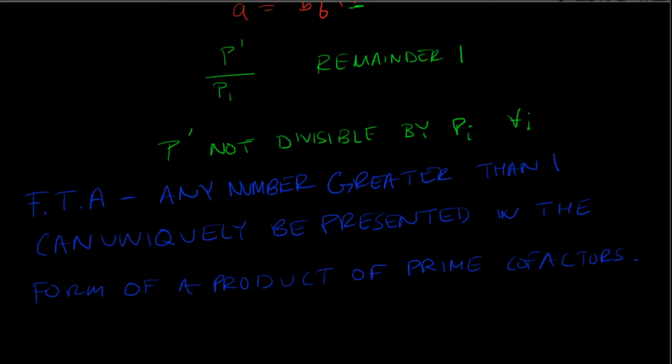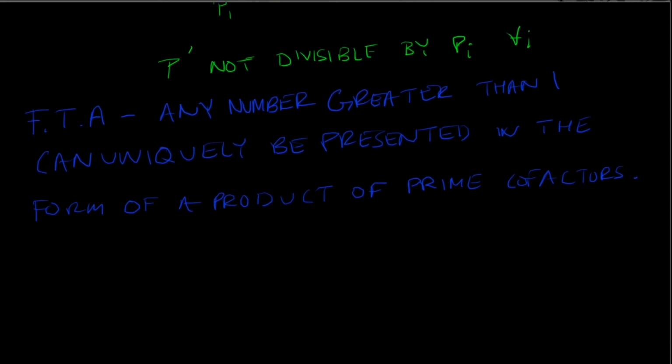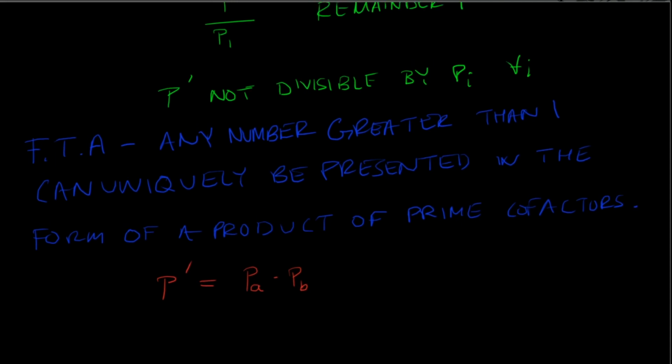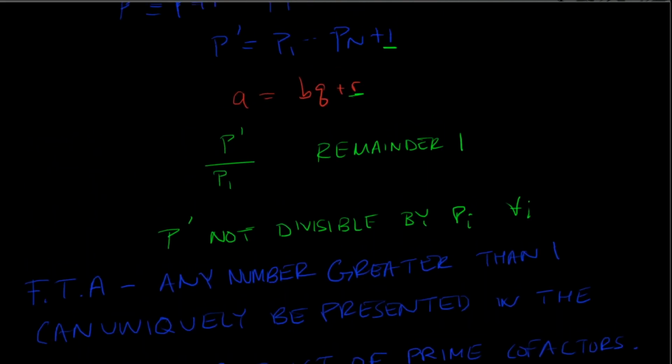Okay, so that means that, let's say for my number P prime, if I take P prime, I can write it in terms of a product of prime numbers. Let's say prime number A and prime number B. So just by the theorem. But what I showed here was I couldn't do it. P prime was not a product of prime numbers, because if it was, it would not have a remainder of 1. So you cannot represent P prime as a product of primes. That's what we said over here.